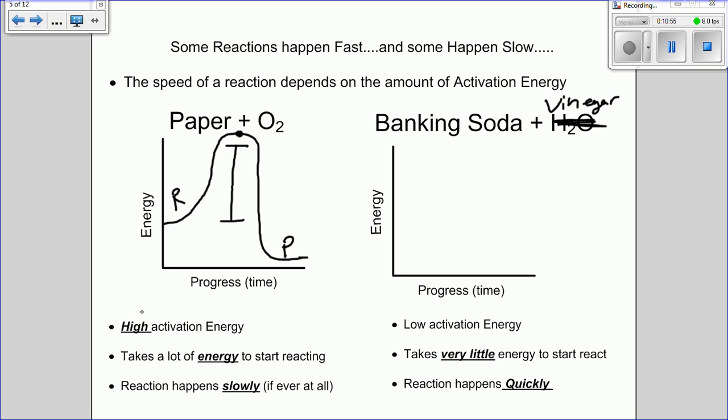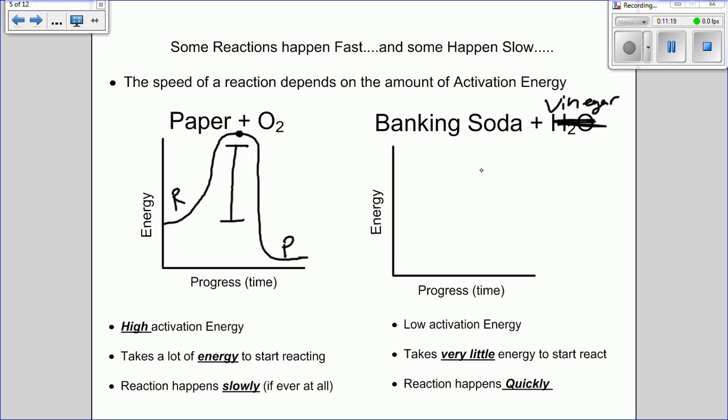So when you have high activation energy, it takes a lot of energy to start reacting, and therefore the reaction happens slowly. And in this case, if you just left paper and oxygen out, if you didn't add any energy, if you didn't add fire or flame, it would never happen at all. So it happens so slowly, or sometimes not at all.